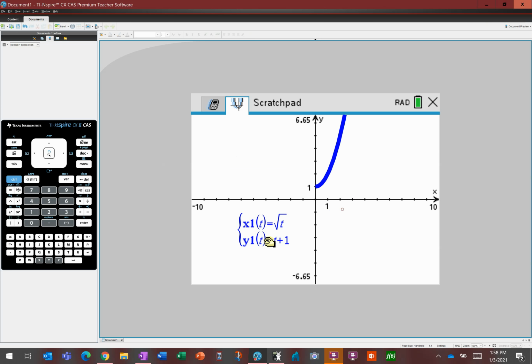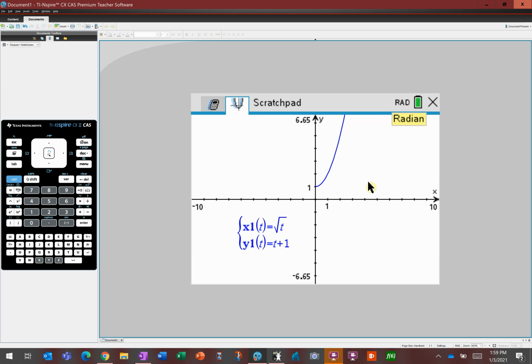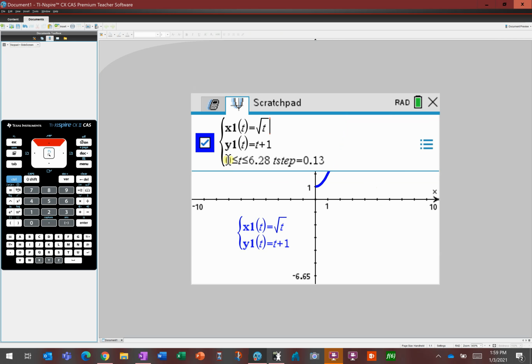Now, this is fine, right? It goes from a t value of 0 all the way to a t of 6.28. And here you had to go from -2 to 3. So I'm actually going to change this really quickly. We're going to go back up, hitting tab, and we're going to change our t values. And we want to go from -2 all the way over to +3.